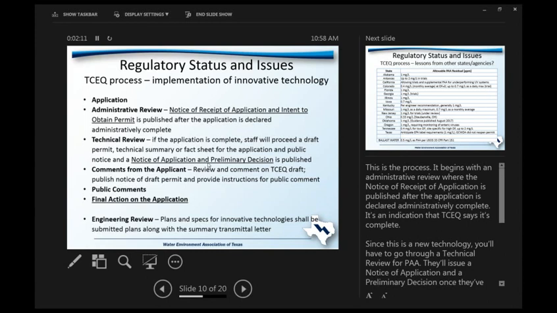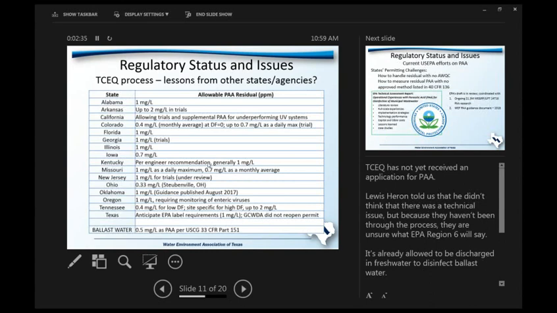After the public comment period, TCEQ would then publish the final action on the application, which serves as a permit, and then the applicant would go into the normal engineering review process, submitting plans and specs and a summary transmittal letter, and that stage is quite straightforward. TCEQ hasn't yet received a permit change application for a municipal disinfection scenario, and we'll hear later the case of Gulf Coast Waste Authority, their experience with PAA in Texas, but it is an industrial discharge permit rather than a municipal.